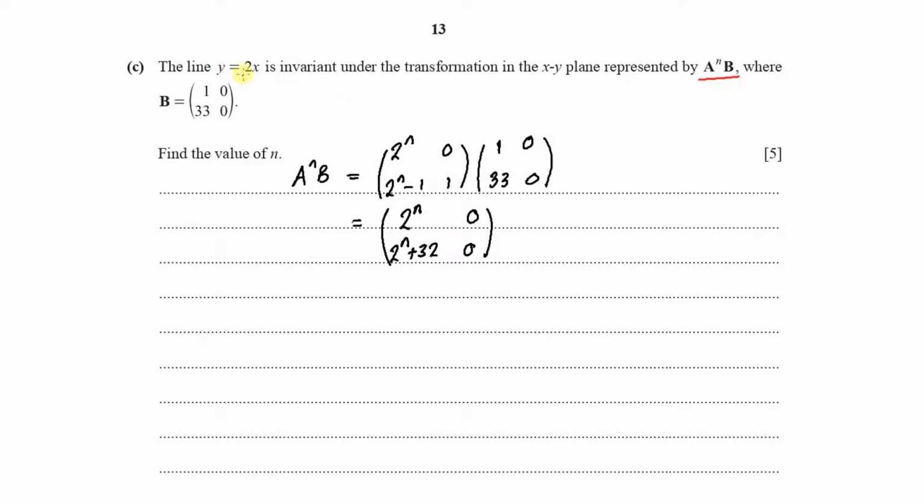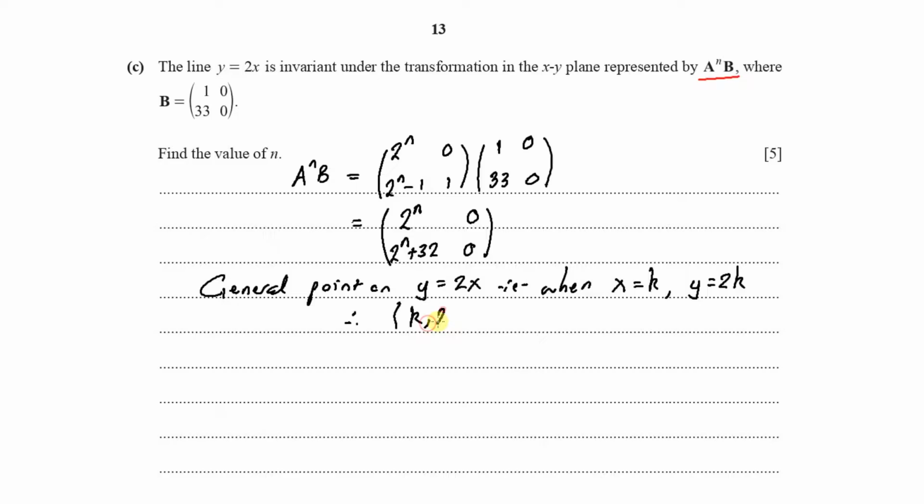Now, the line y is equal to 2x is invariant. So I'll need a general point on y is equal to 2x. That is, we can say when x is equal to k, what is y? So on y is equal to 2x, when x is equal to k, y will be 2k. And therefore, the general point is the point k and 2k. So if we transform any point on the line y is equal to 2x, it should show us that it's invariant.